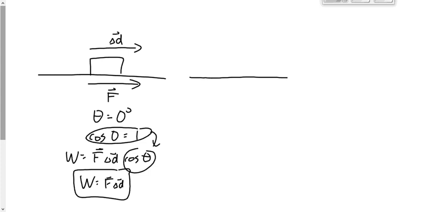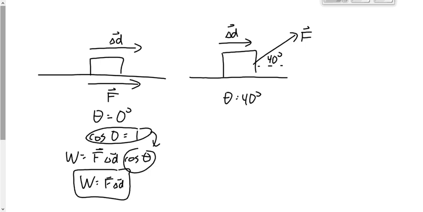How about this one? Let's say that it moves this way again, but it's like that wagon problem where we have a force this way at an angle of 40 degrees. What's theta in this case? 40 degrees. So this time we have to use W is equal to F times D times cos theta, because the cos theta is necessary to make F parallel to displacement. Really what we're doing here when we're finding cos theta is finding the x component of the force. We just don't have to do it separately because the equation does it for us.